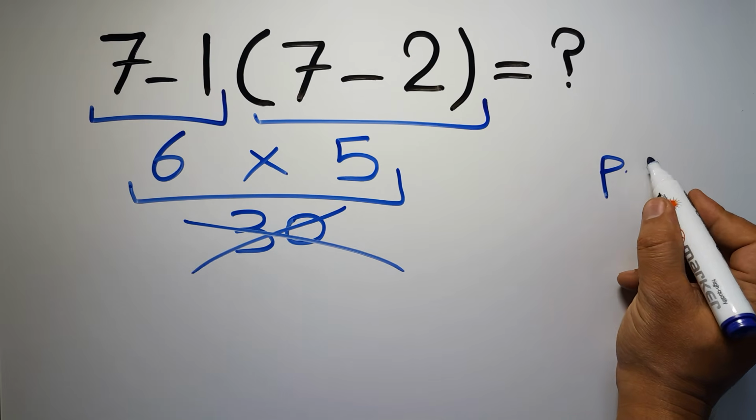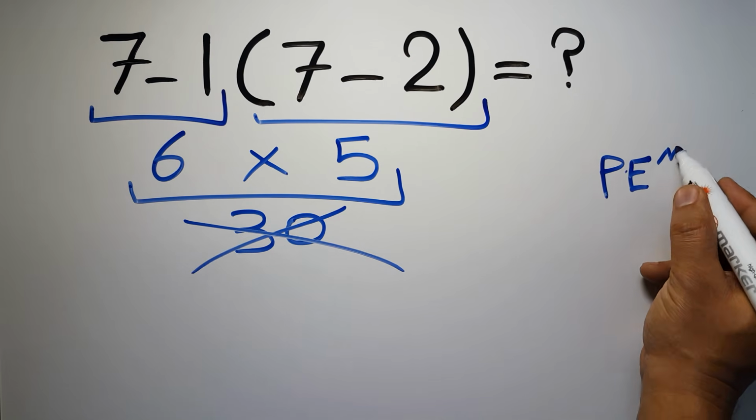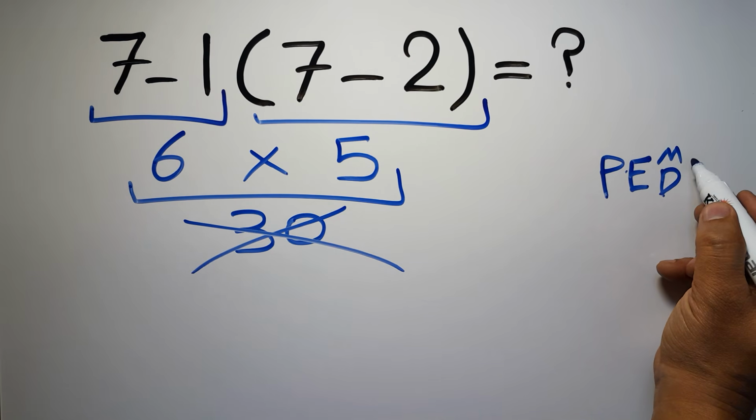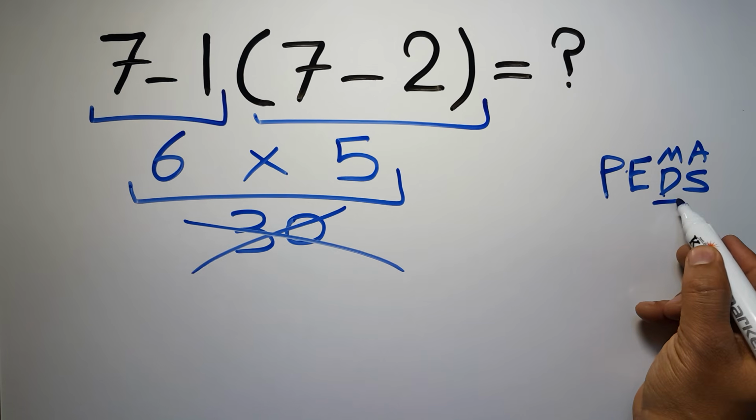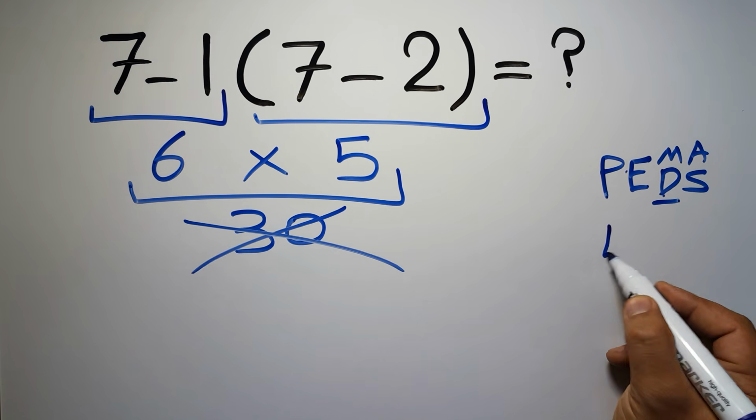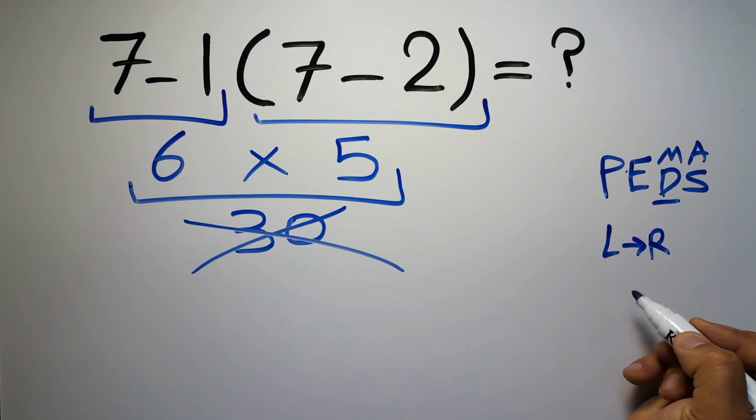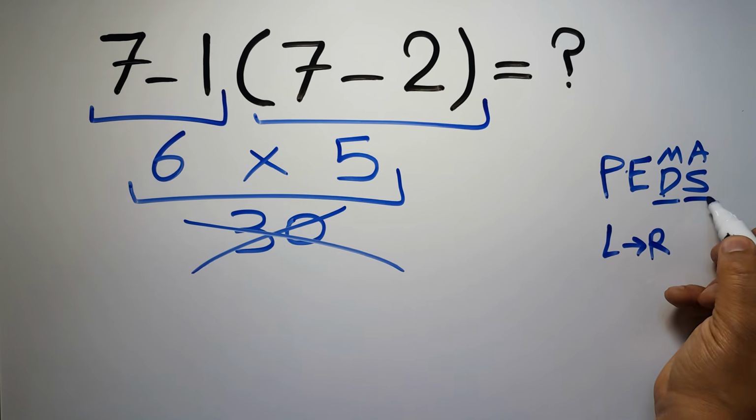do parentheses, then exponents, then multiplication or division, and finally addition or subtraction. Remember that multiplication and division have equal priority and we have to work from left to right. And the same applies to addition and subtraction.